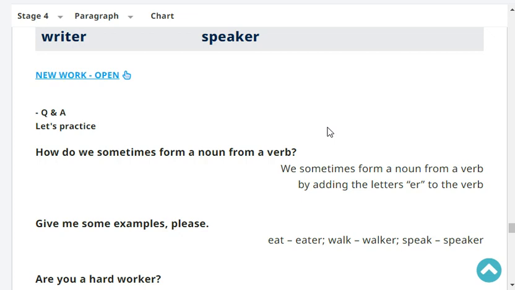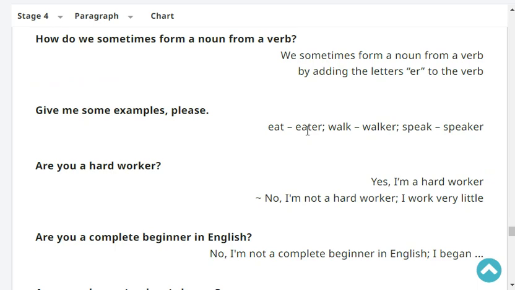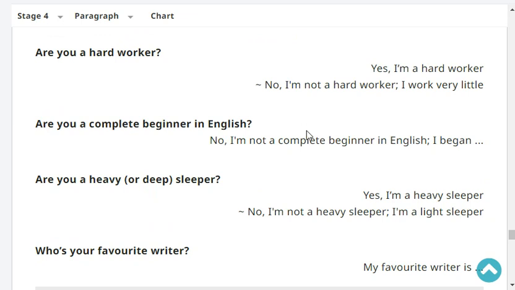Okay. How do we sometimes form a noun from a verb? We sometimes form a noun from a verb by adding the letters er to the verb. Give me some examples, please. Eat, eater. Walk, walker. Speak, speaker. Very good.